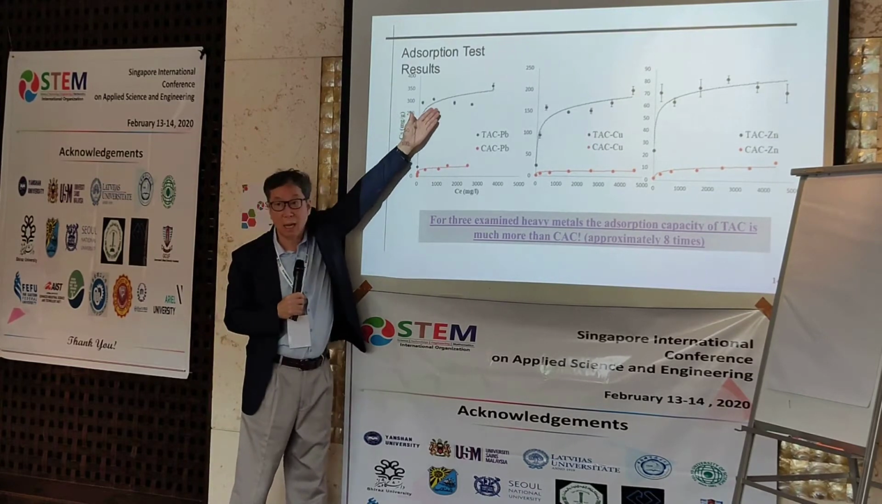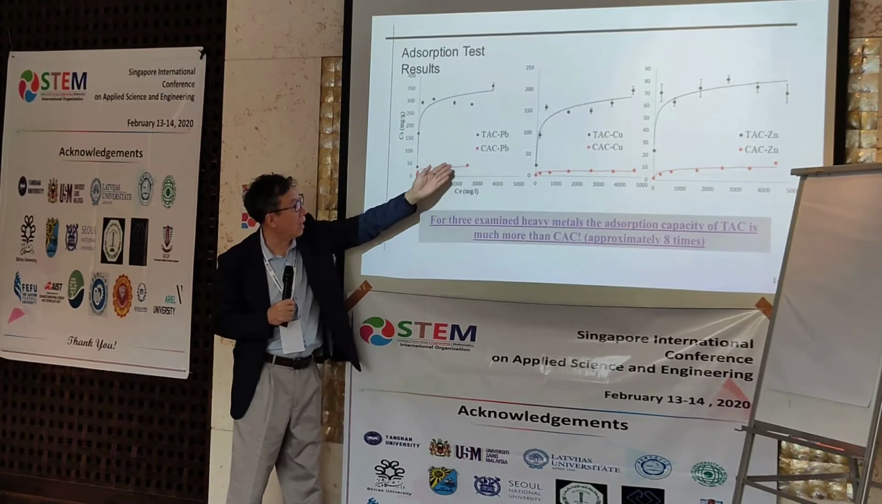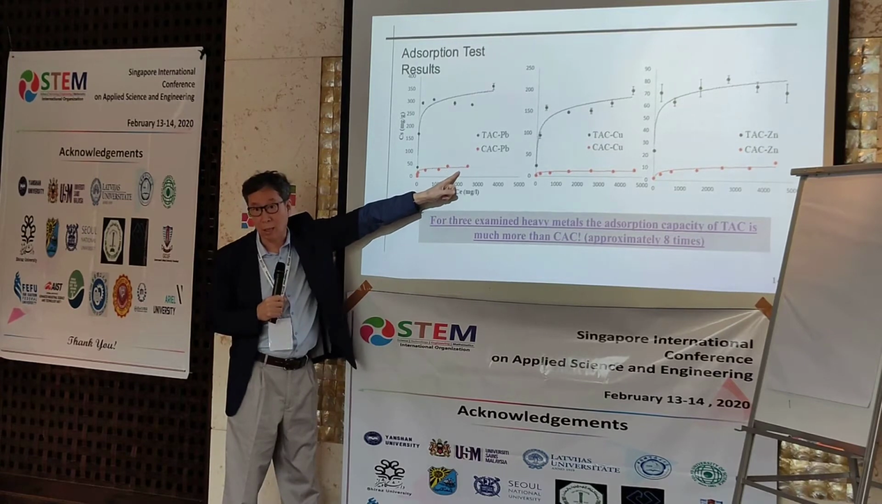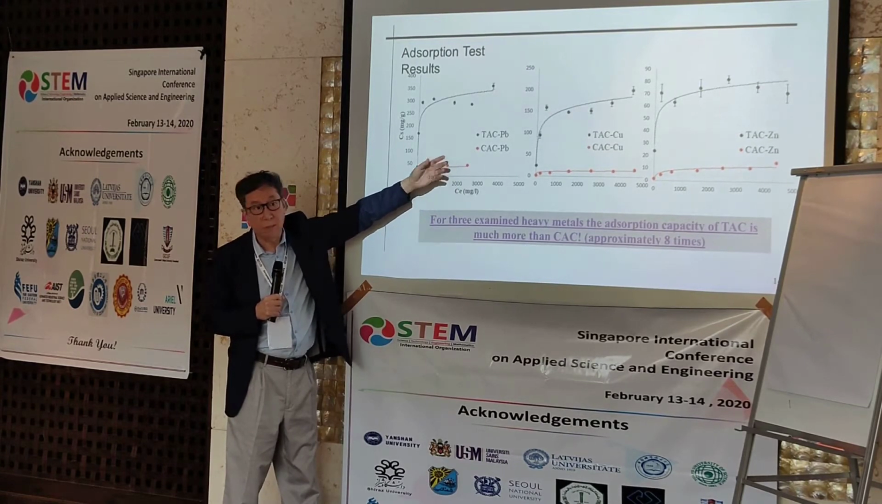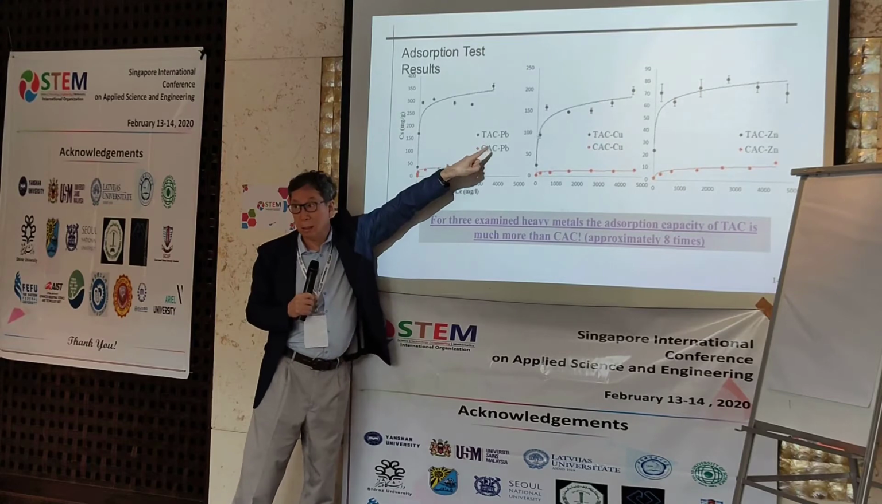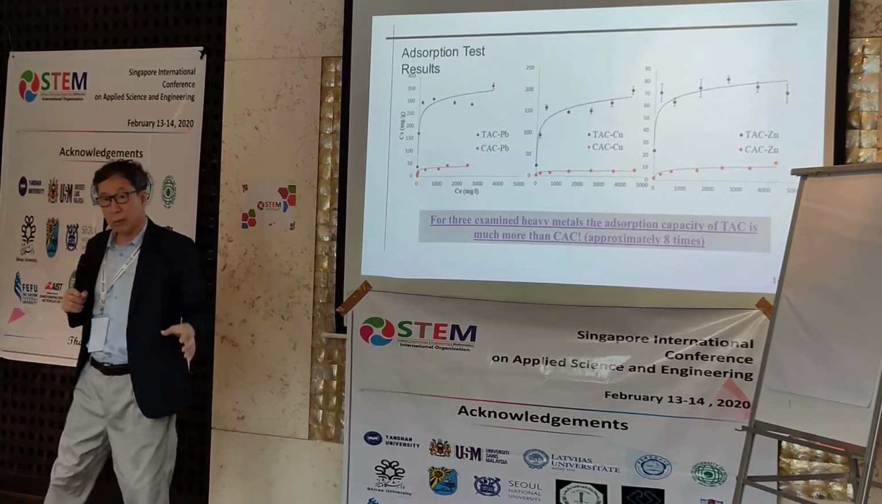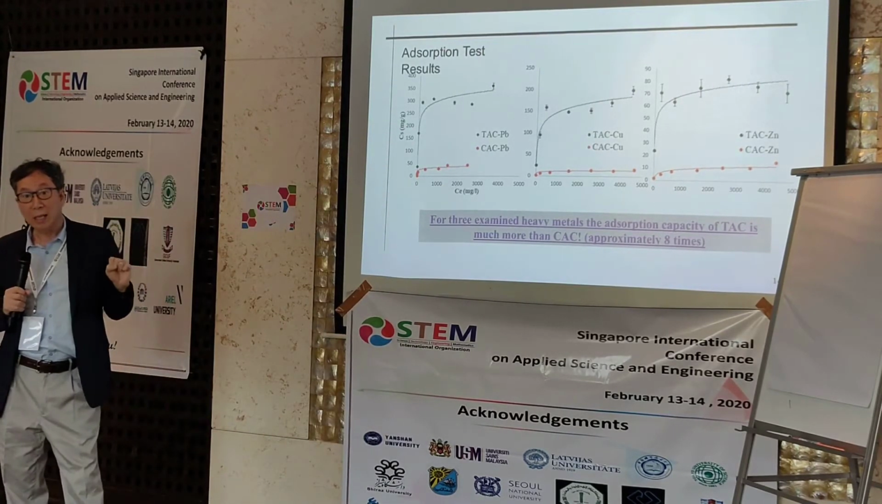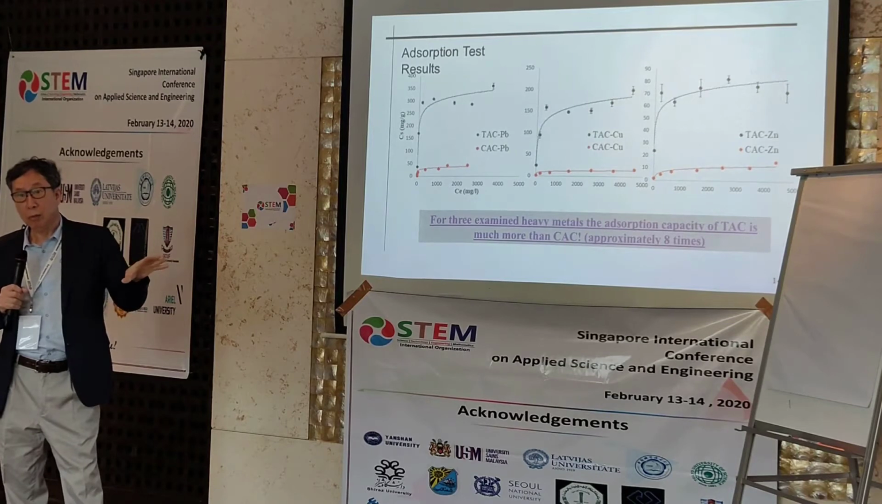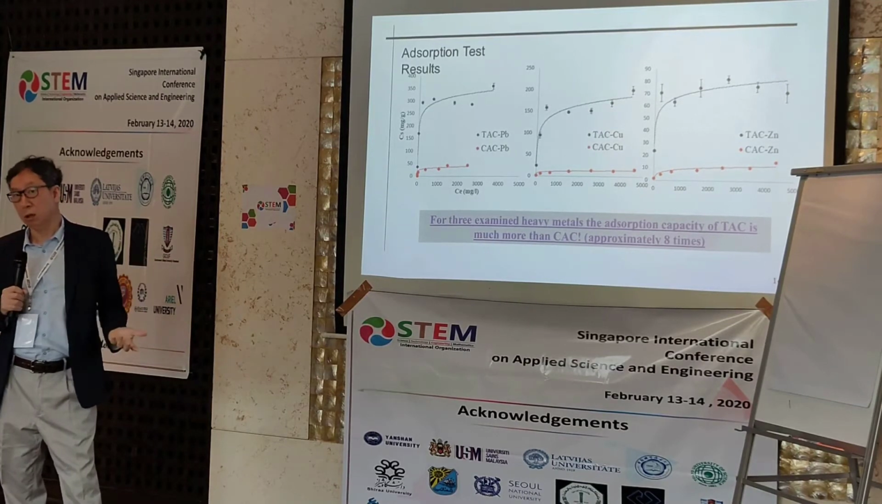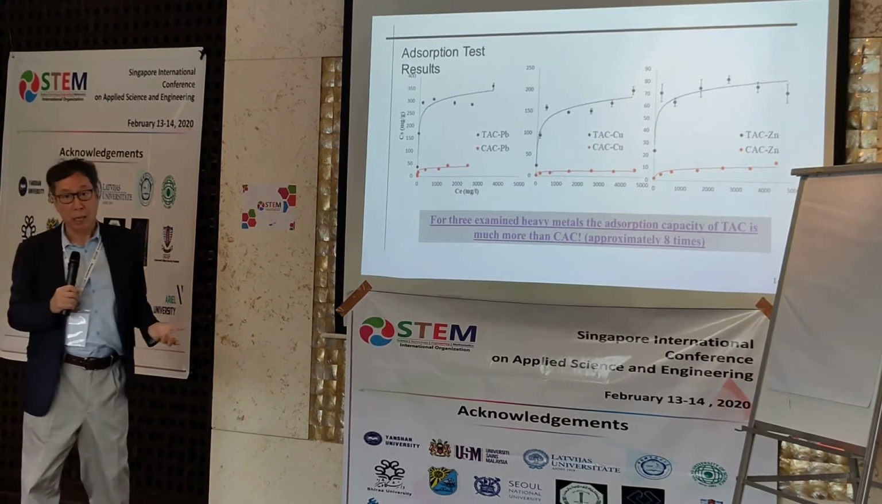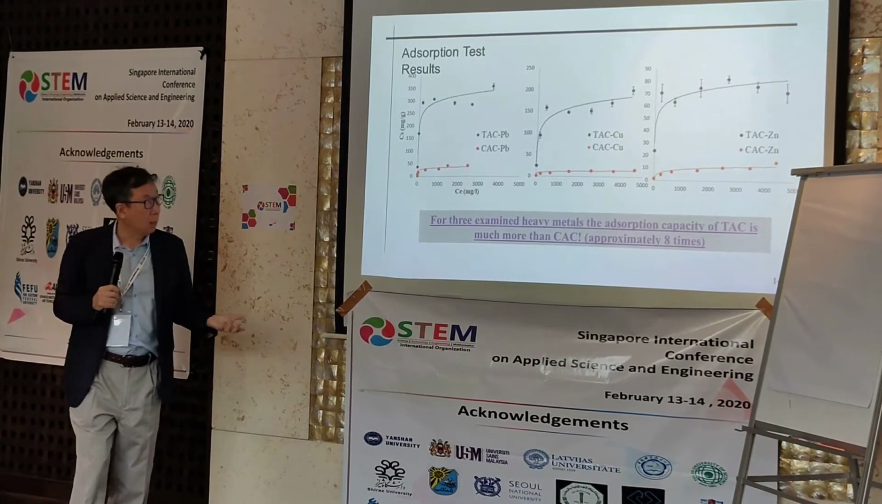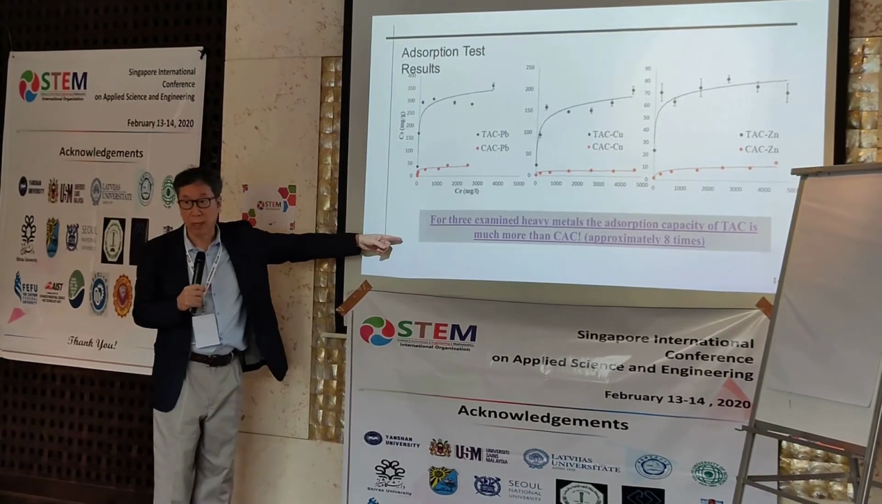They are even like 8 times higher than the red dots, which means these guys, TAC, the tire activated carbon, can catch almost 8 times higher amount of heavy metals than the commercial activated carbon. And I tried to find out why. I'm going to quickly explain why.